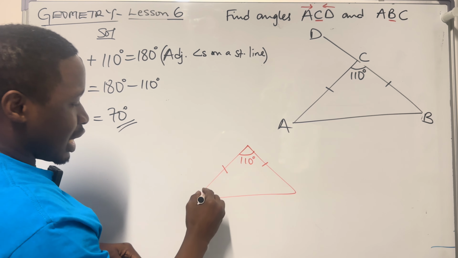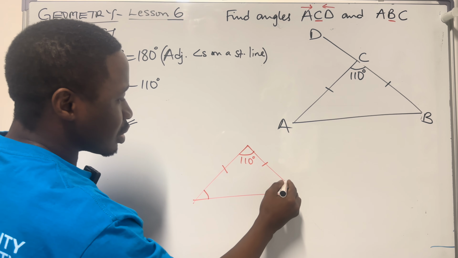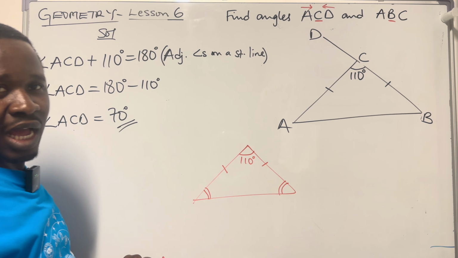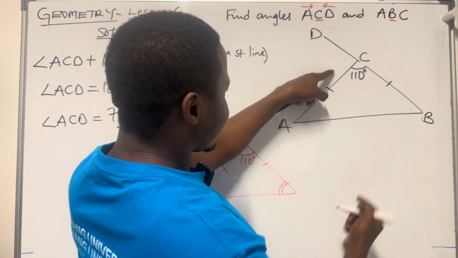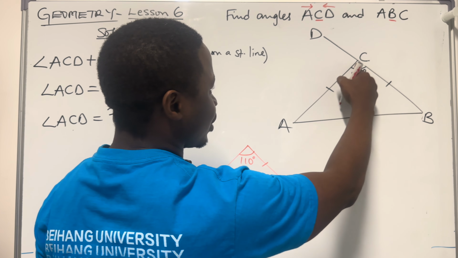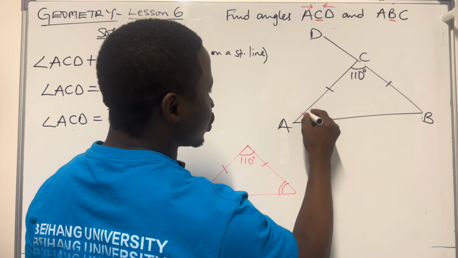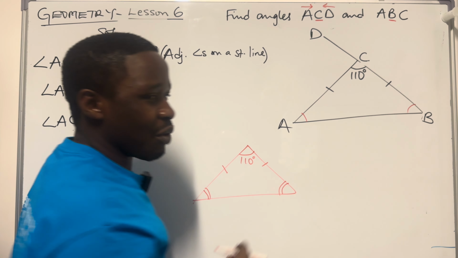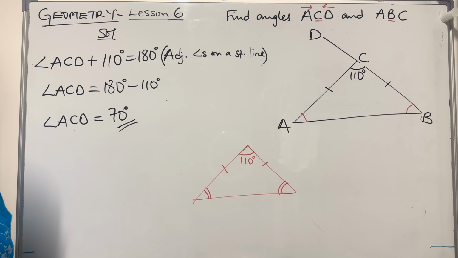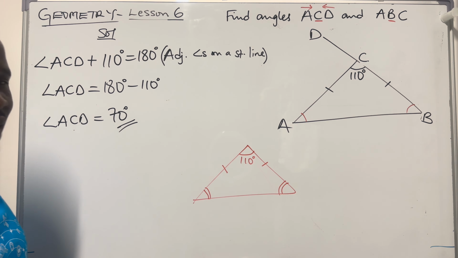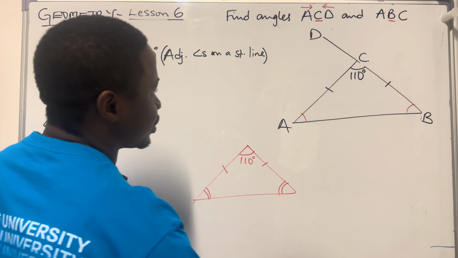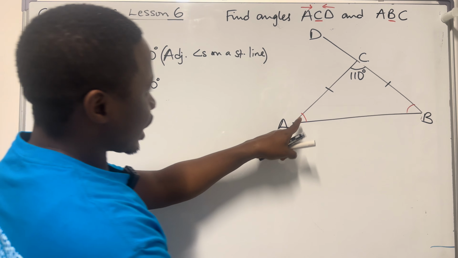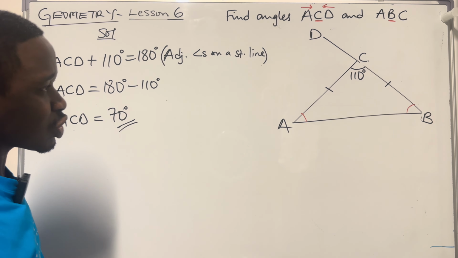In that case, the remaining two angles are what we call the base angles. If this side and this side meet here to form this angle, the remaining two angles are the base angles, and these base angles are said to be equal. So therefore, this angle and this angle are equal.